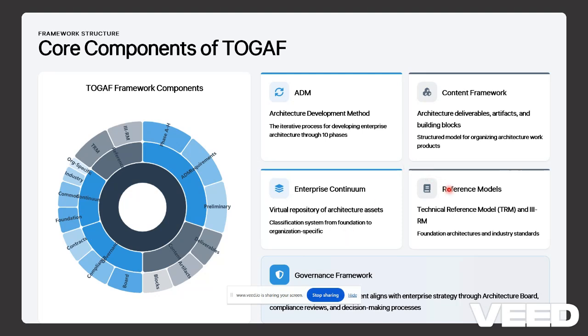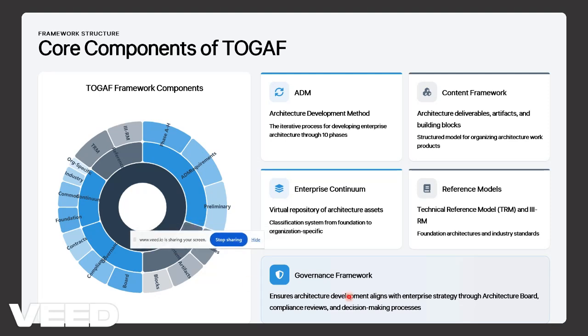Now it talks about the reference models, the standards your company is following. It ensures that architecture development aligns with the enterprise strategies, architecture board compliance, and review decision making.